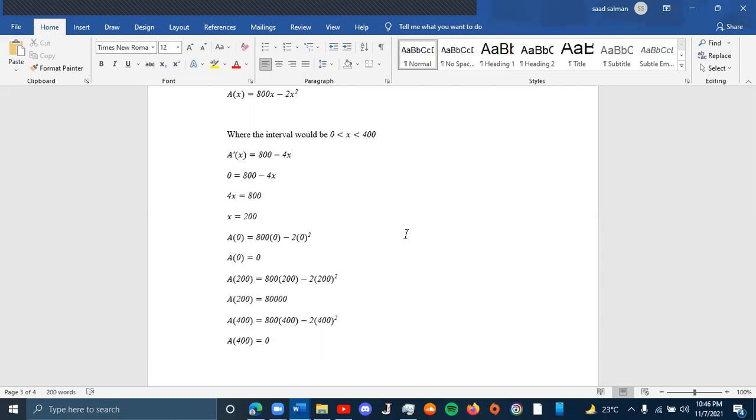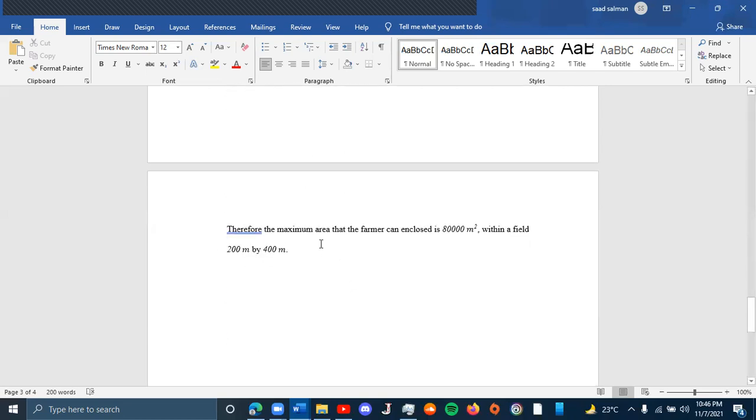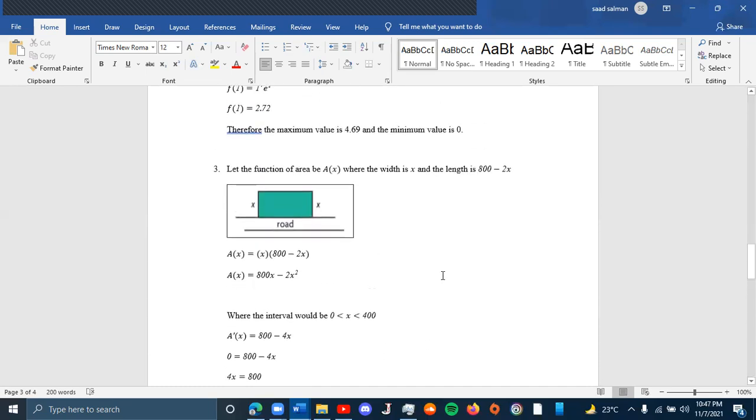We'll substitute A(200) now, which would give us 800 · 200 − 2 · 200². So A(200) = 80,000. Now we'll substitute A(400), which would be 800 · 400 − 2 · 400², which will give us 0. So therefore the maximum area that the farmer can enclose is 80,000 square meters, within a field of 200 meters by 400 meters. That's all for quiz 1.